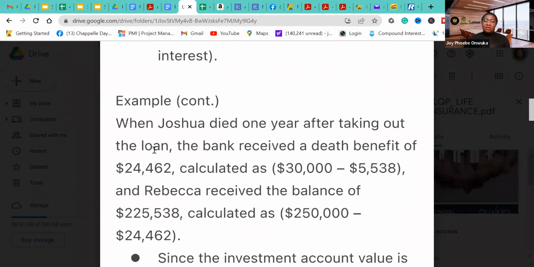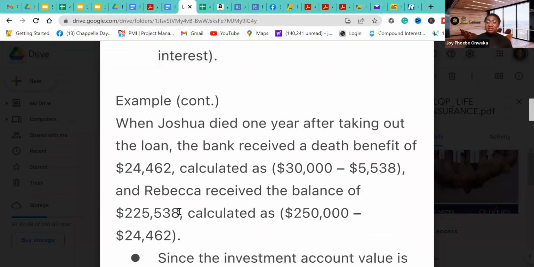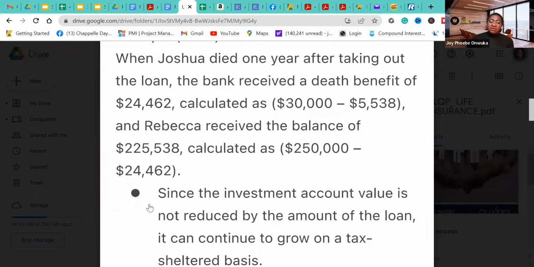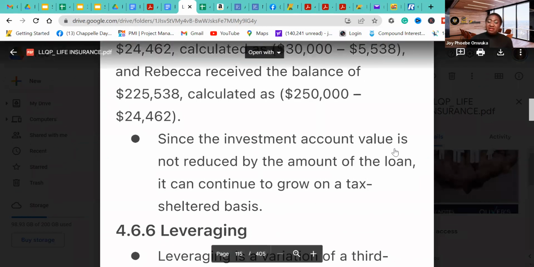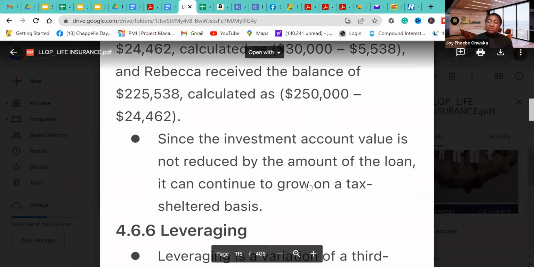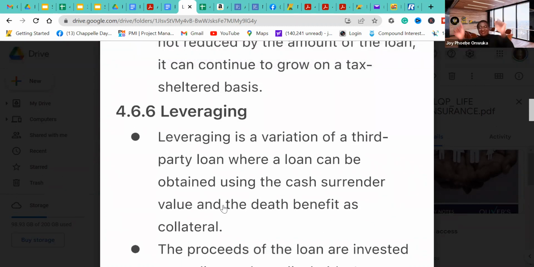Okay? When Joshua died 1 year after taking out the loan, the bank receives a death benefit of 24,000, calculated as the 30,000 he took minus the 5,538 that he repaid, and Rebecca, the daughter, will receive 225,538, which is calculated as the 250,000 death benefit minus the outstanding balance for the bank, which is 24,000. Since the investment account value is not reduced by the amount of the loan, it can continue to grow on a tax shelter basis. Policy loan is the way to go, guys.